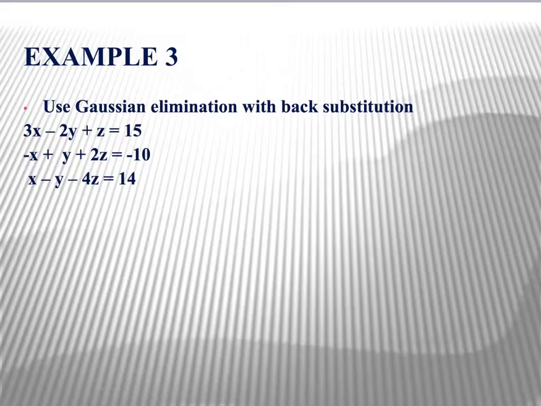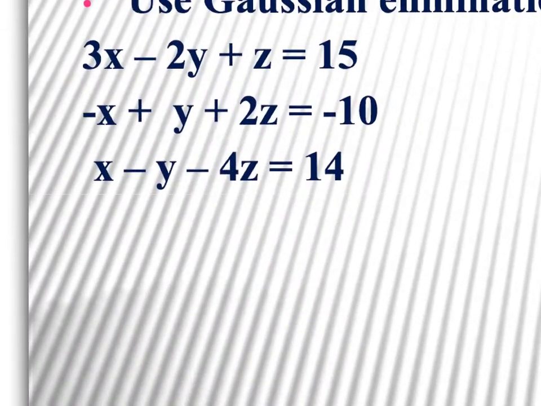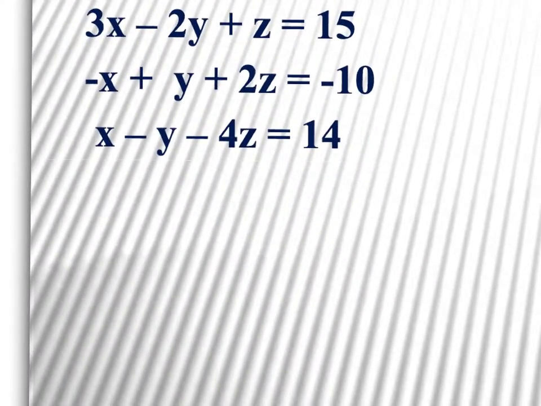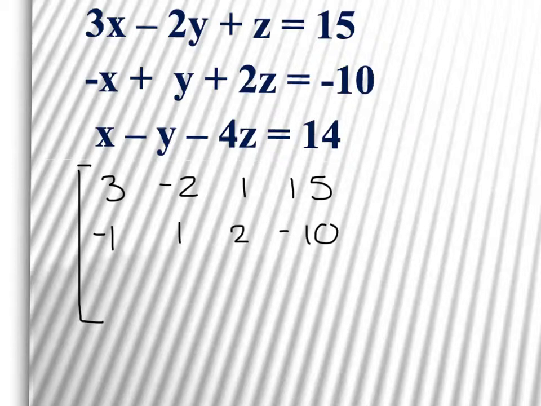Alright, let's take a look at this example. This one has 3 variables, so this one can get a little tricky. Let's start by writing the matrix. So 3, -2, 1, 15; -1, 1, 2, -10; 1, -1, -4, 14.